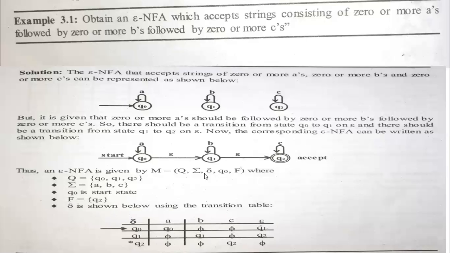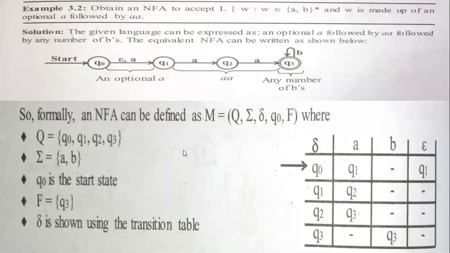Okay, now one more question. Obtain an NFA to accept language L, where W belongs to {A, B} whole star, and W is made up of an optional A followed by double A. Observe it carefully: optional A followed by double A. It means there is one place where A may occur or may not occur, but later there are two places where A must occur. How can we design this?